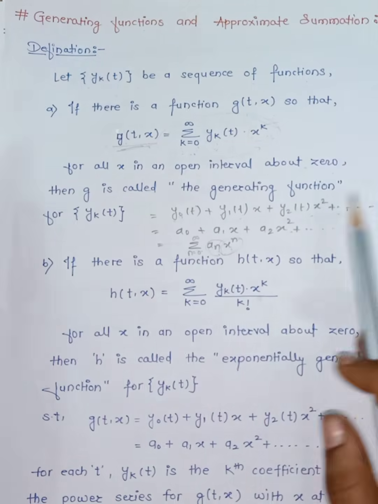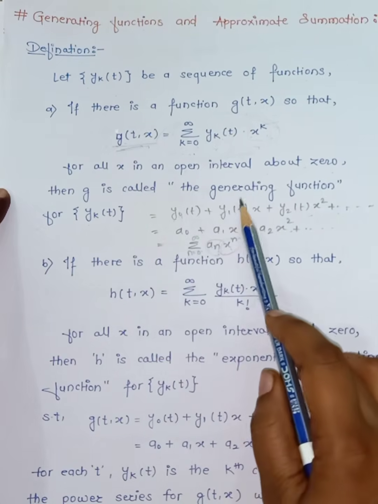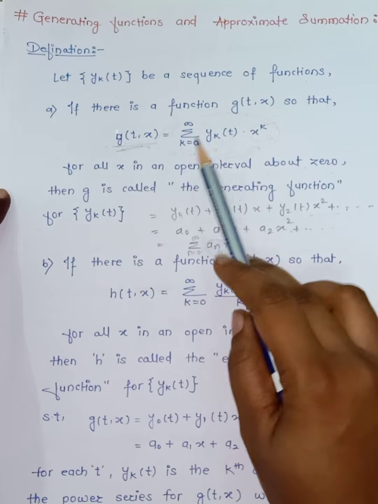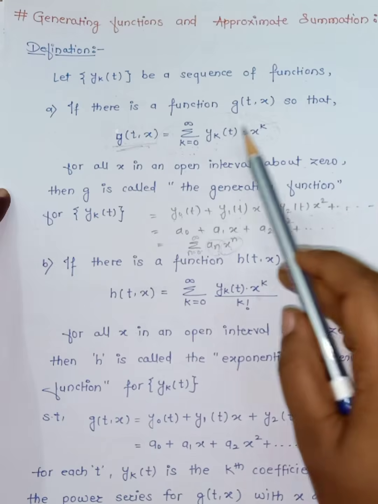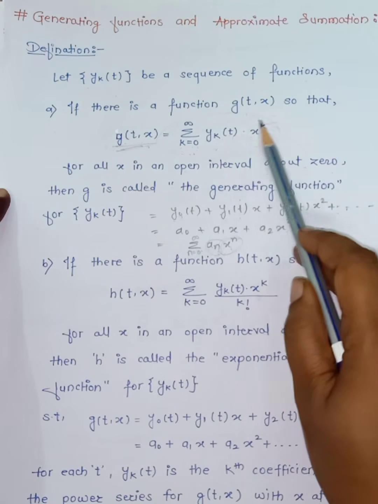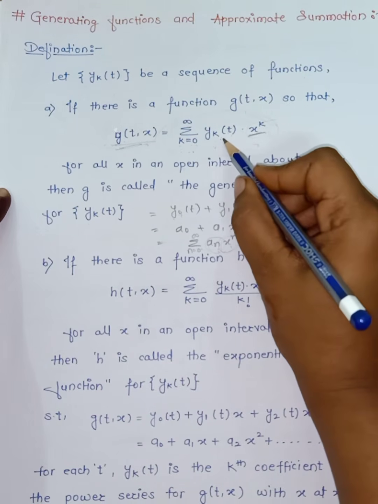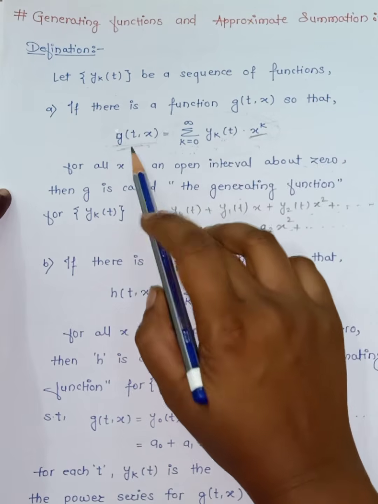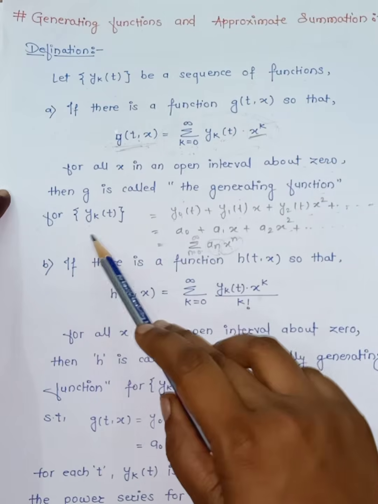Now we can also say g(t,x) can be said to be the generating function if these y_k(t), suppose we put k equals 1, 2, 3, 4 and so on, can be written as the coefficients. If we can express y_k(t) as the coefficient of this power series, then we say that g(t,x) is the generating function of y_k(t).